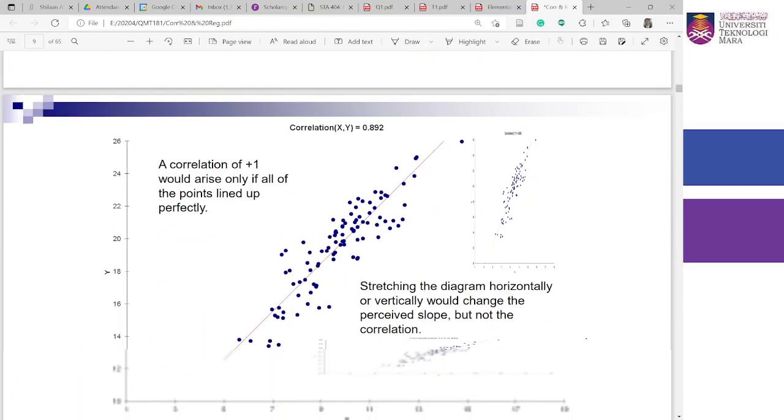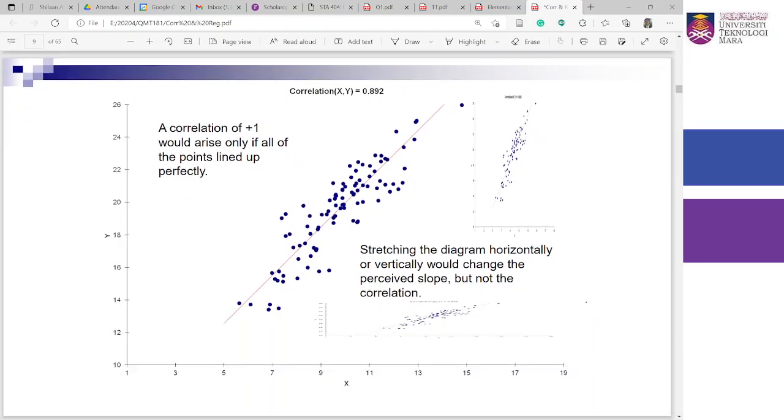Okay, so ini adalah beberapa example yang menunjukkan korelasi. So for example, in this case, the correlation between x and y is 0.892. So you can see that a correlation of +1 would arise only if all the points line up perfectly. So apa yang dimaksud kat sini? Kita akan dapat korelasi positive 1 ataupun negative 1 only when all the points line up perfectly on a straight line. Okay, maksudnya kalau semua data-data tu berada secara tepat di atas satu garisan lurus, maka kita akan dapati bahawa nilai korelasinya adalah 1 ataupun perfect, ataupun negative 1, negatively perfect.